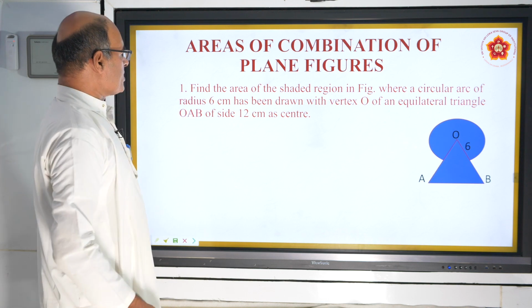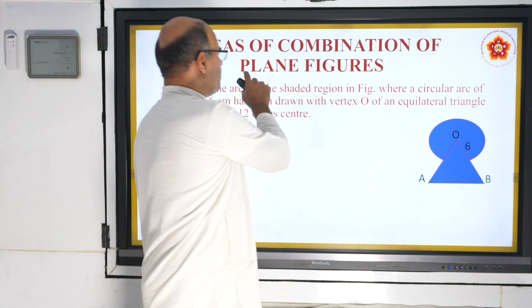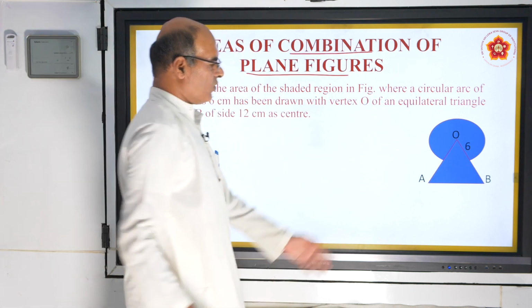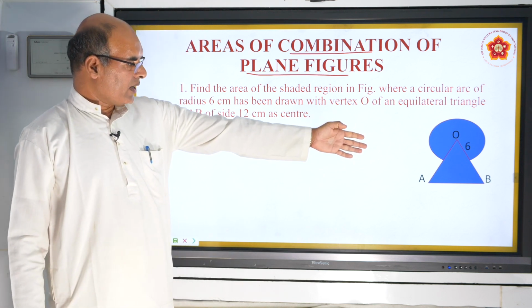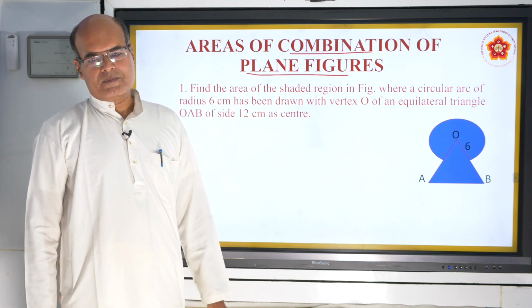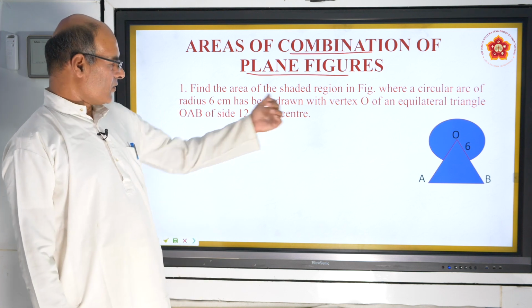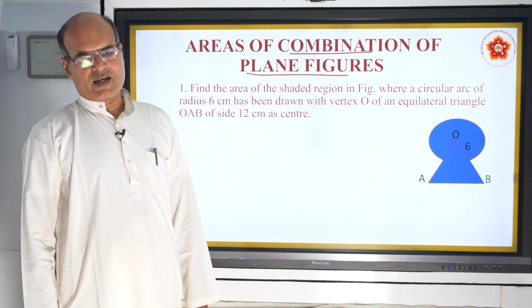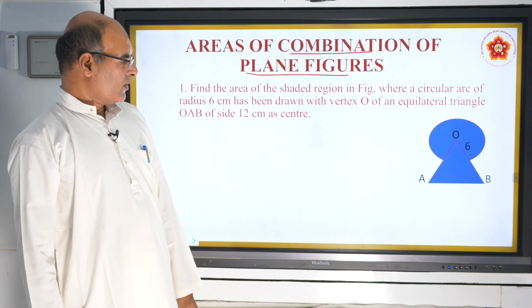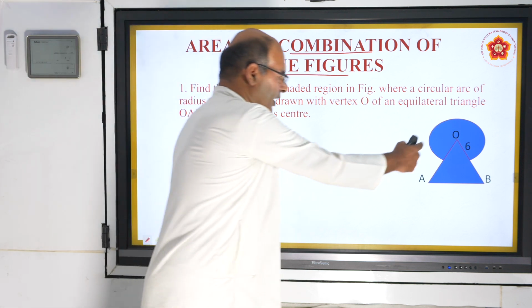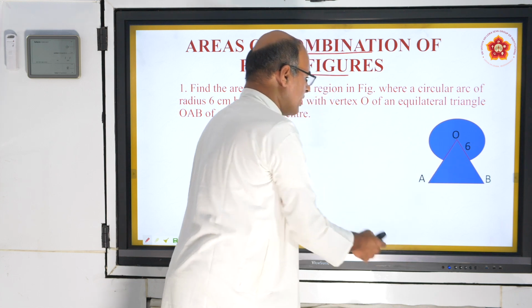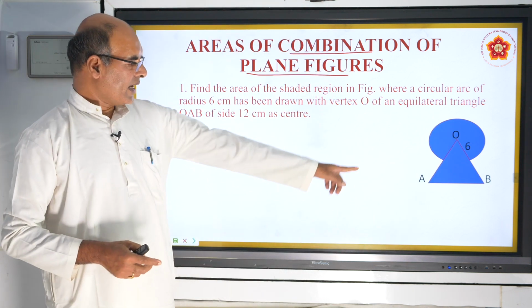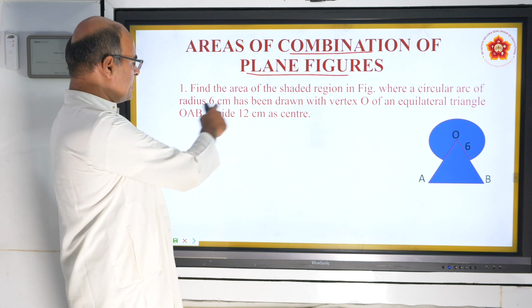See, in these 4 questions, we have combinations of plane figures. Look at the first picture. Here we have an equilateral triangle and a sector. It is asked to find out the area of that picture, that combination of 2 plane figures. We have to calculate the area of the equilateral triangle, root 3 a square by 4, where a is the length of the side. Length of the side is given here.